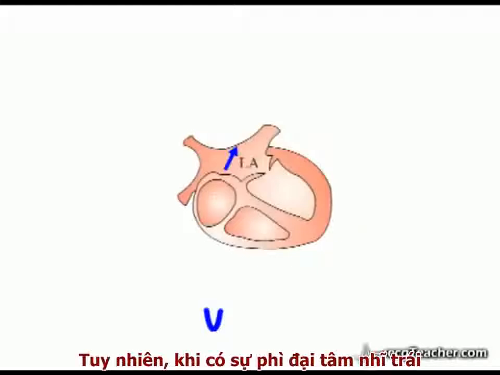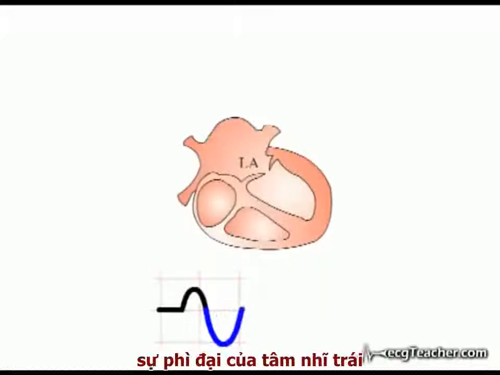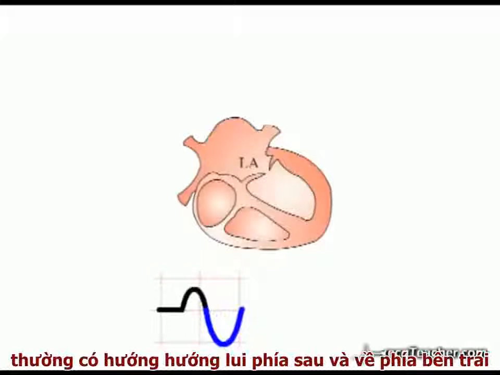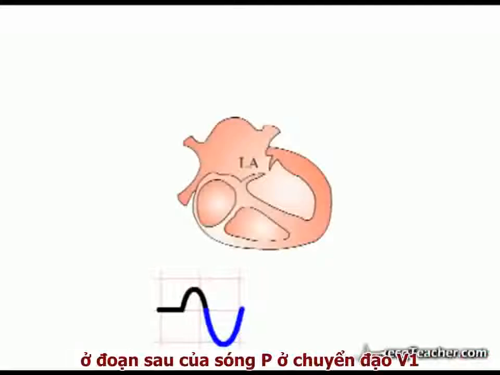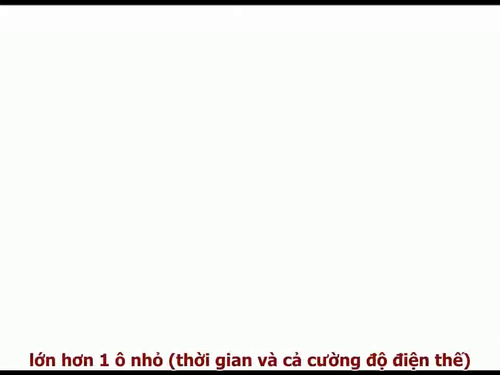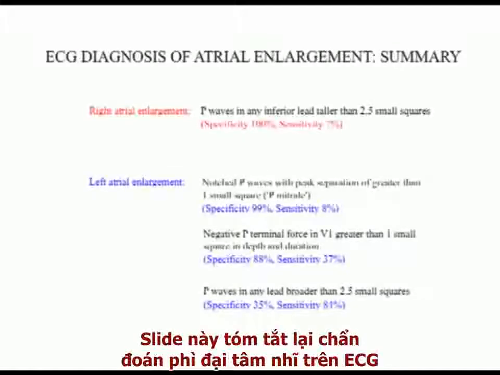However, in the presence of left atrial enlargement, this finding can be dramatically exaggerated. Enlargement of the chamber is usually directed posteriorly and to the left, and this can result in a very prominent negative terminal component to the P wave in lead V1. A negative P wave component in lead V1 greater than one small square in width and depth is suggestive of left atrial enlargement. This slide summarizes the ECG diagnosis of atrial enlargement.